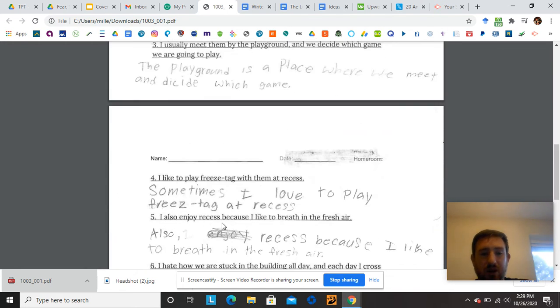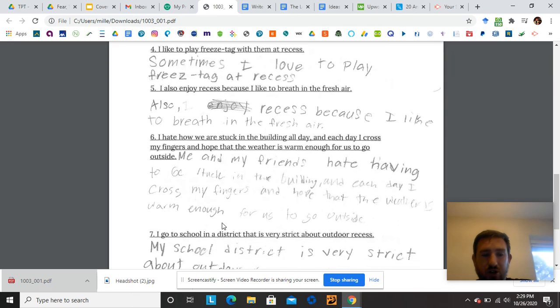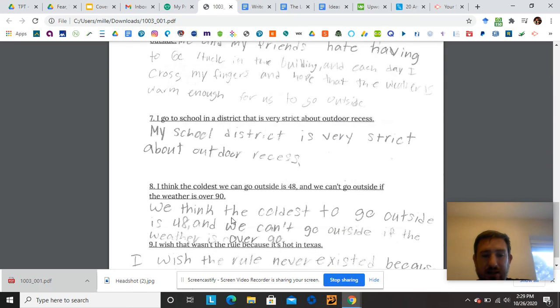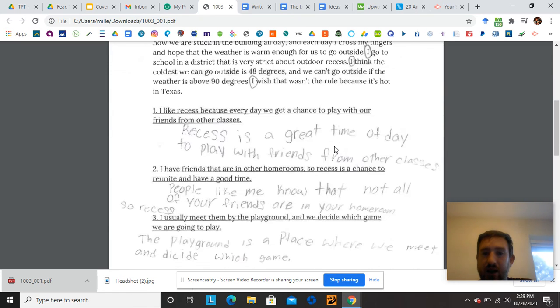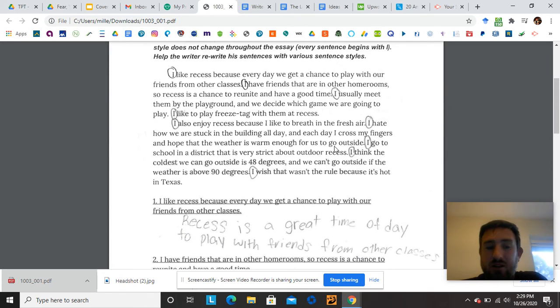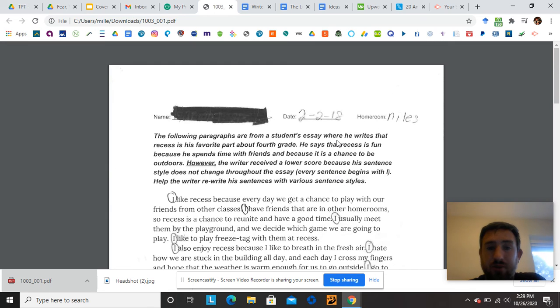So you notice the worksheet has all 9 sentences split up so that the students can rewrite them with their own examples and use a different writing style or structure.